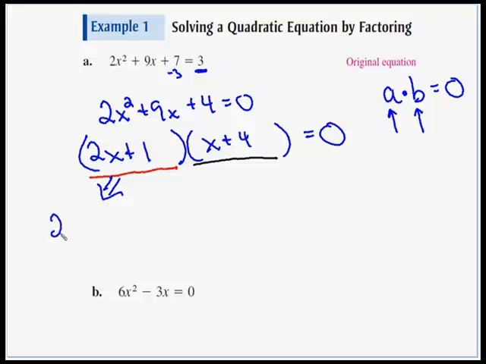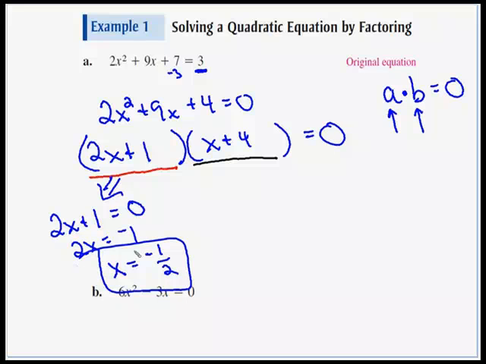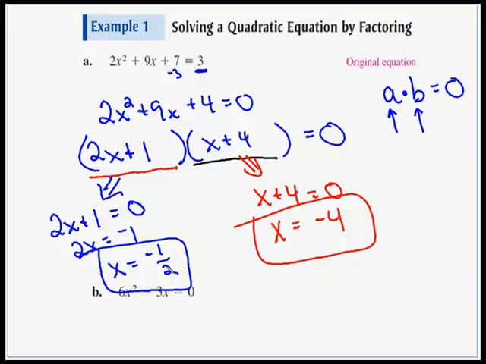I'm going to take the first term, 2x plus 1, and set that equal to 0. And then I subtract 1 from each side, 2x equals negative 1, and then I divide by 2, x equals negative a half. And then we also check this other possible solution, x plus 4, the second factor. We set that equal to 0, and we solve for x by subtracting 4 from each side, and we get x equals negative 4. There are two numbers, negative a half and negative 4. If I plug them in place of these x's and compute the rest of the equation, it will be equal to 3.